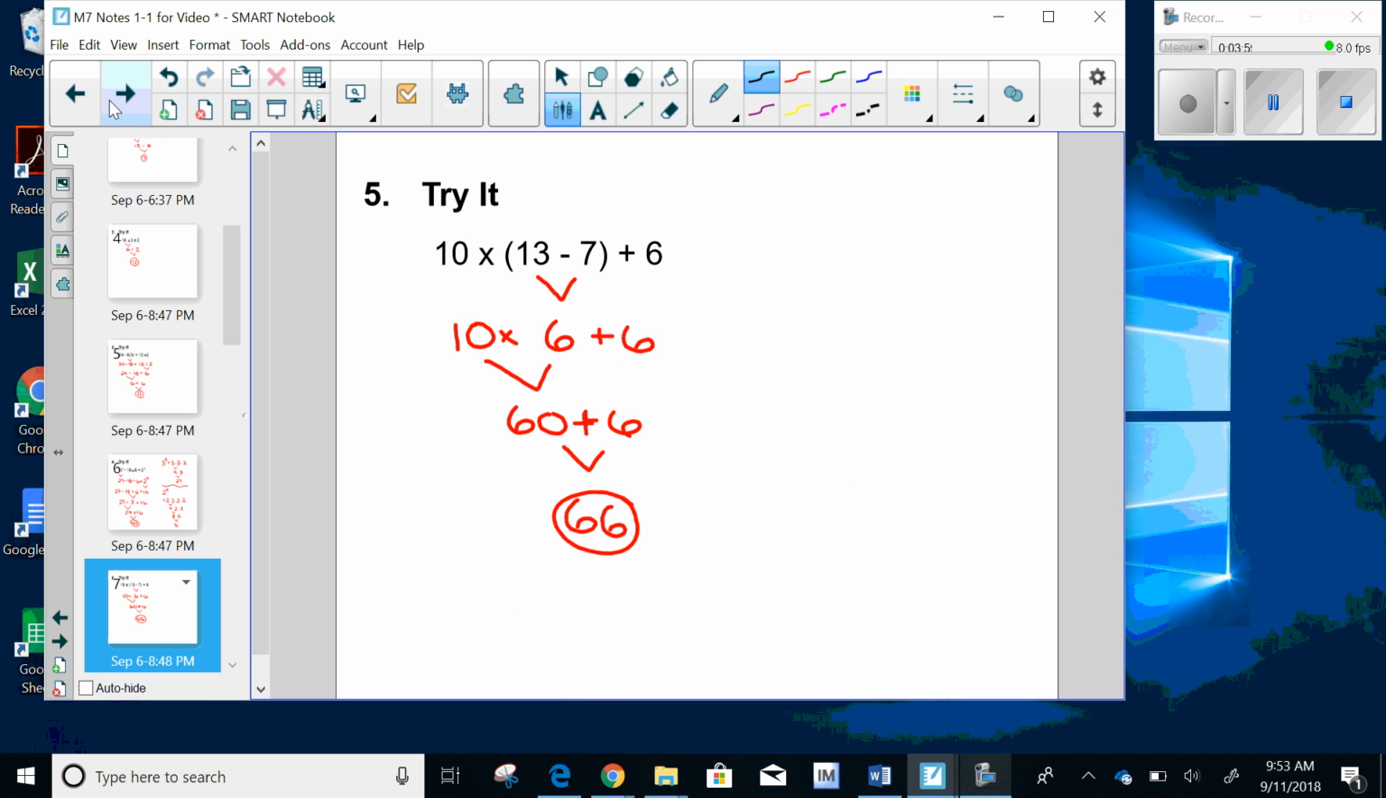Number 5, you have parentheses, so you're going to simplify those by doing the 13 minus 7. And then you have multiplication and addition. Multiplication will come first, so your answer is 66.